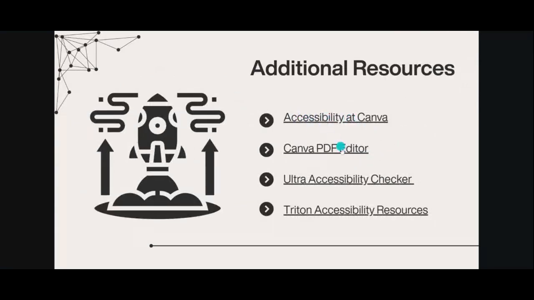These are additional resources. So here's a link to the Canva PDF editor. This is a little more information on the accessibility checker. This is Triton's page on the accessibility resources that we have. This one, accessibility and Canva, and this one are basically the website from the source. And this is the PDF editor in Canva, so you can access it directly through here.